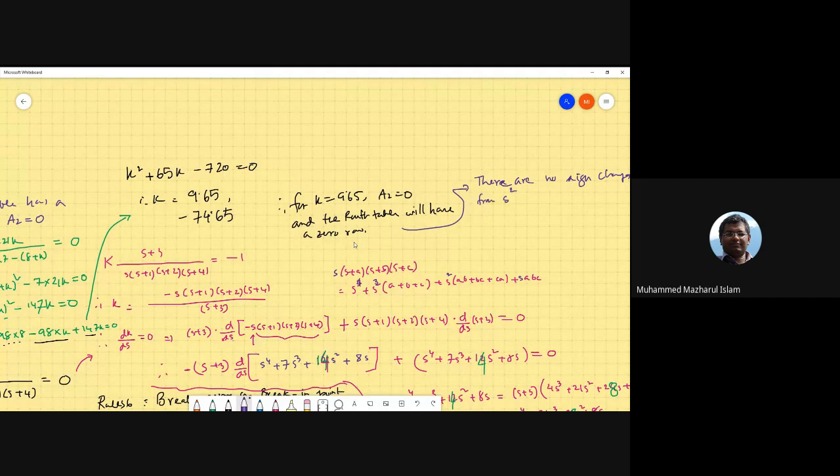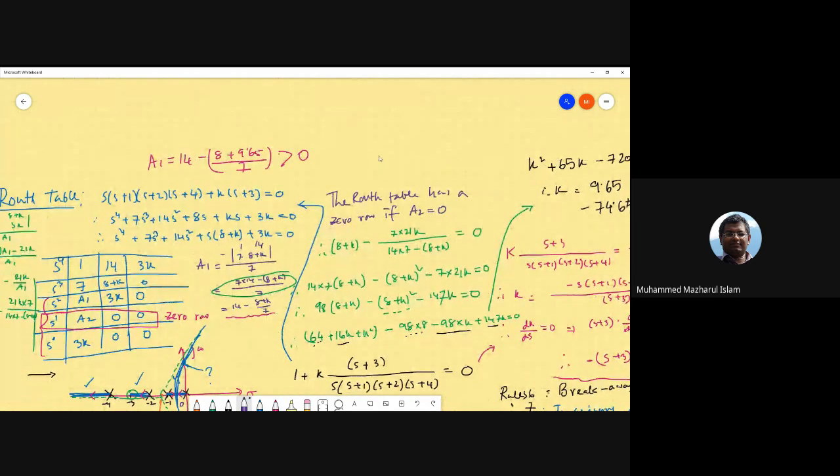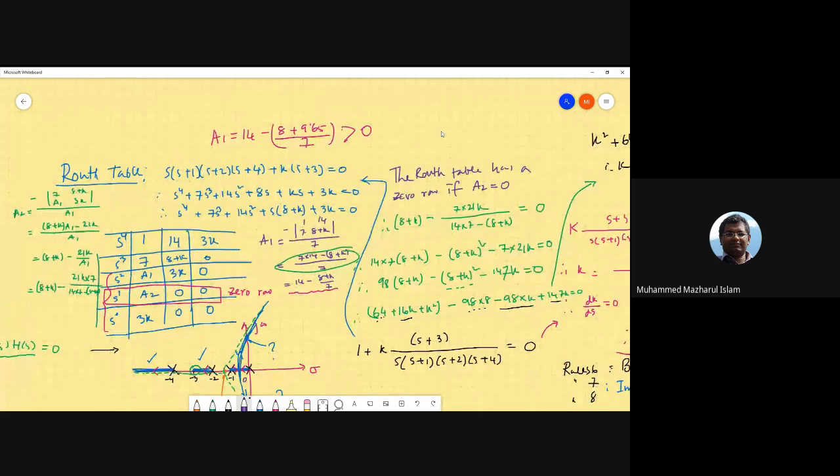from s to the power 2 row to s to the power 0. Therefore, the two even poles are situated on the imaginary axis. This is our decision: we have indeed confirmed that the two poles will be on the imaginary axis. Now, as I said, it's time to find out the points. The points can be found if you remember how to treat a zero row.